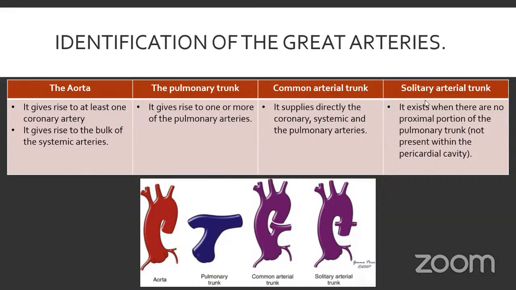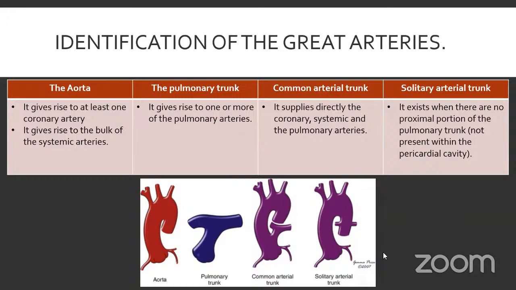Now, when we come to the common arterial trunk or the solitary arterial trunk, what is the difference between the two? The common arterial trunk supplies the coronary artery, systemic vasculature, and the pulmonary arteries. And usually these pulmonary arteries are found intra-pericardial, so inside the pericardial cavity.